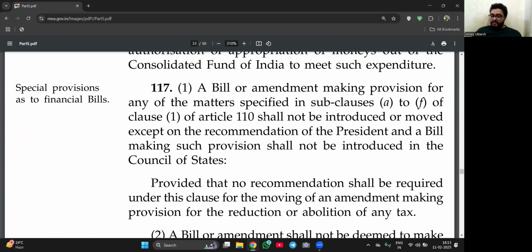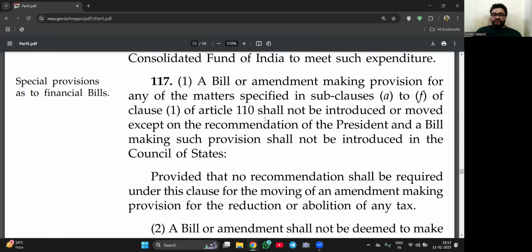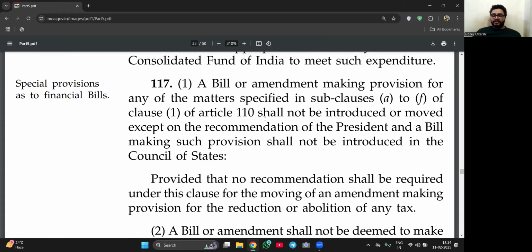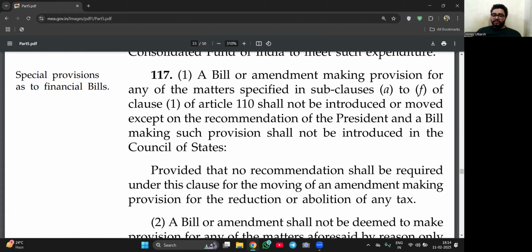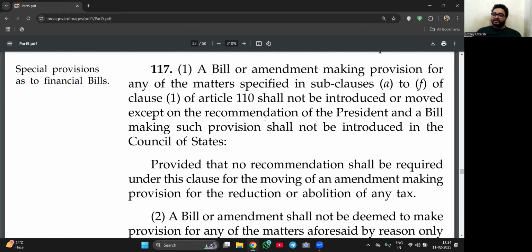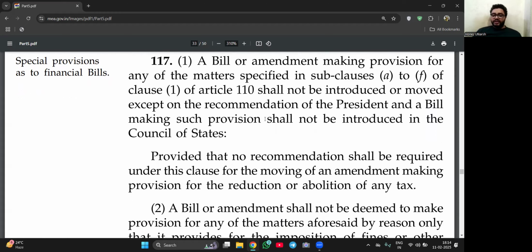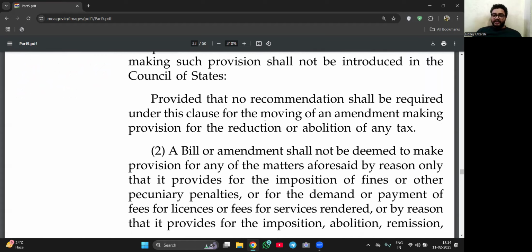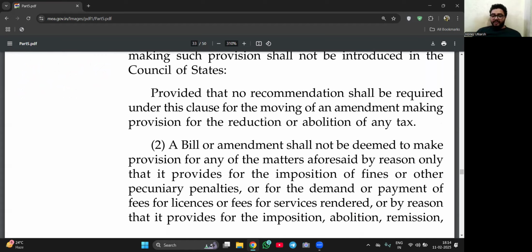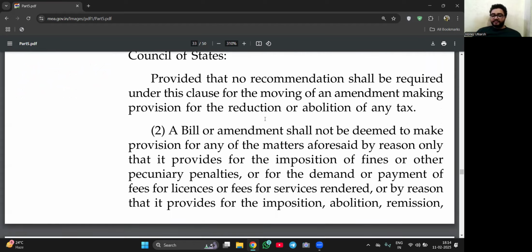Reading Article 117, special provisions as to financial bills. Clause 1. A bill or amendment making provision for any of the matters specified in the subclauses A to F of Clause 1 of Article 110 shall not be introduced or moved except on the recommendation of the President, and a bill making such provision shall not be introduced in the Council of States, provided that no recommendation shall be required under this clause for the moving of an amendment making provision for the reduction or abolition of any tax.